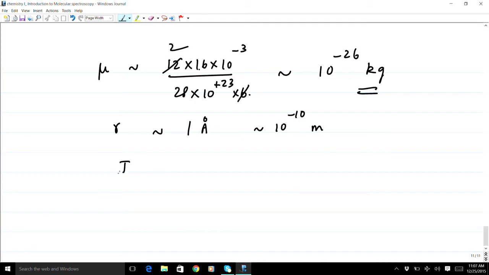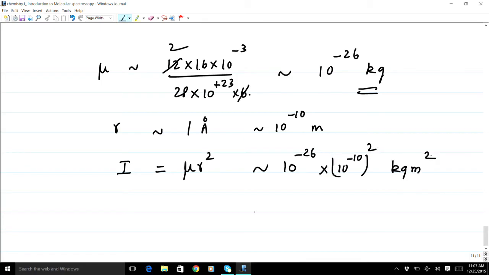Therefore, I, which is mu r square, is approximately 10 to the minus 26 kilogram times 10 to the minus 10 square meter square, which is about 10 to the minus 46 kilogram meter square. This is the moment of inertia.